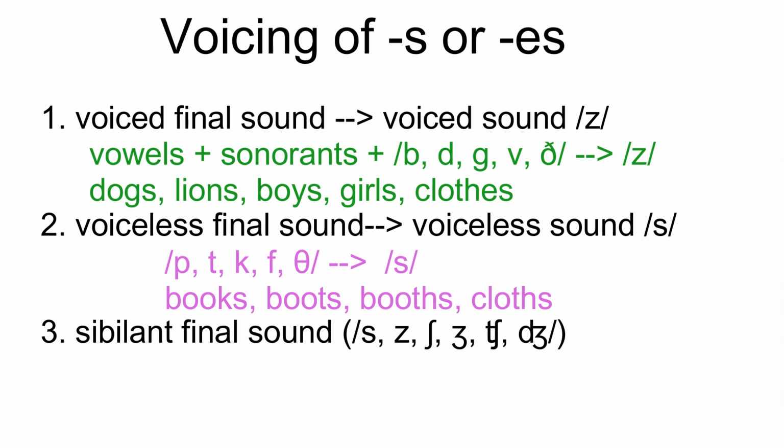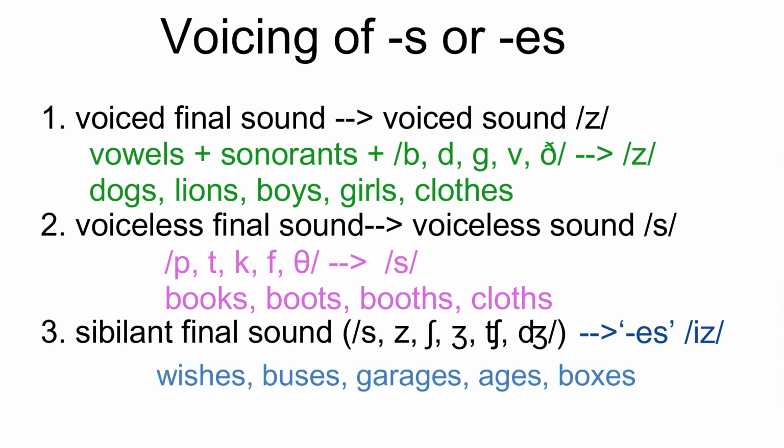Sibilants are exceptions to this rule. Sibilants are s, z, sh, zh, ch, and j. When the final sound of a word is a sibilant, the plural is made by adding an es and making the sound iz. For example, wishes, buses, garages, ages, and boxes.